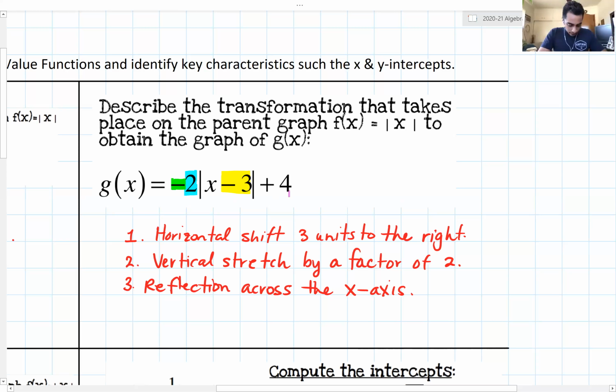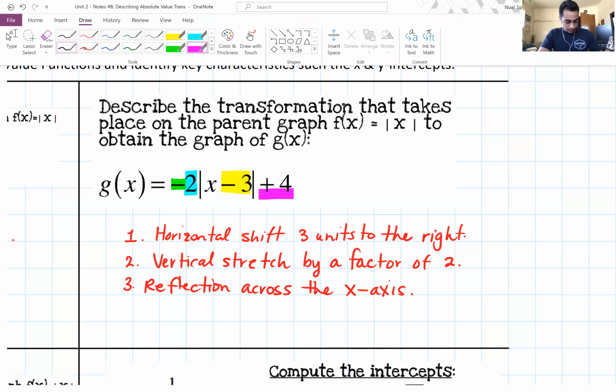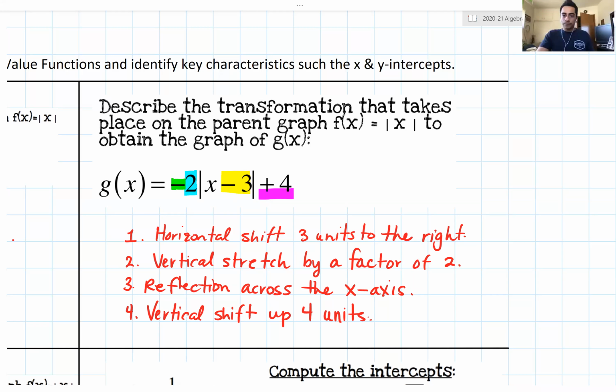All right, and then finally, we want to take a look at that last value, right? And then this one will indicate what kind of transformation. Yeah, here we look at a vertical shift up 4 units, or vertical shift 4 units up, right? Sometimes I kind of mix those around, but same idea. Okay. Not too bad, right?